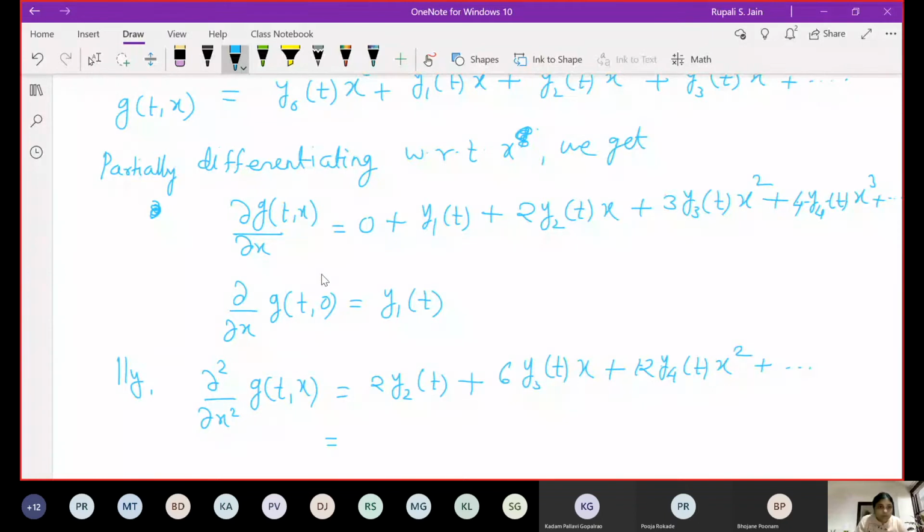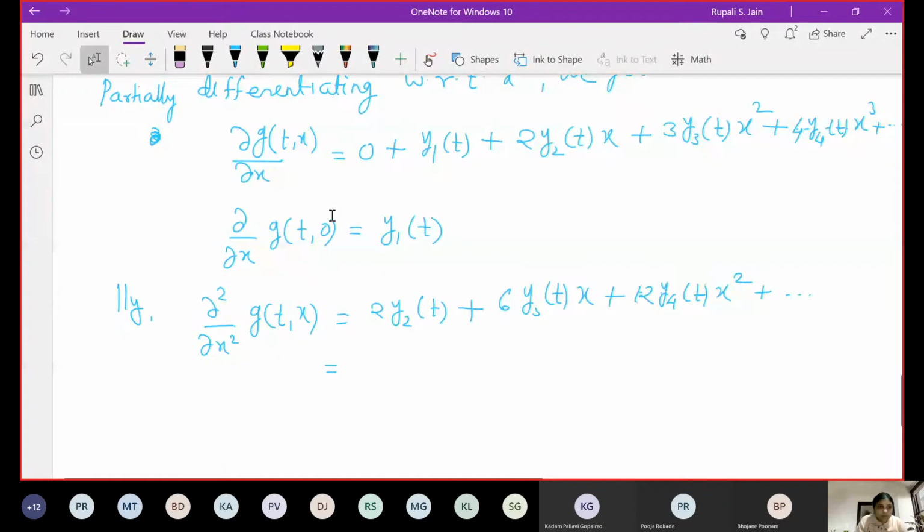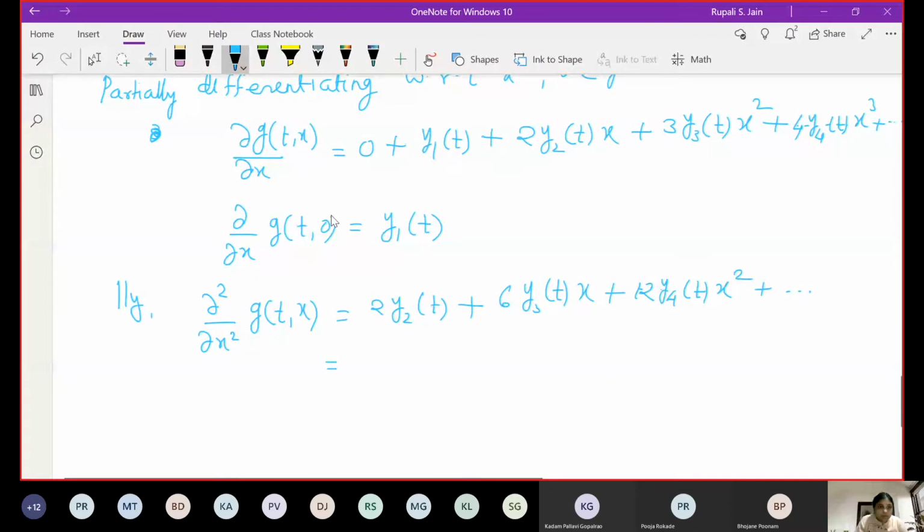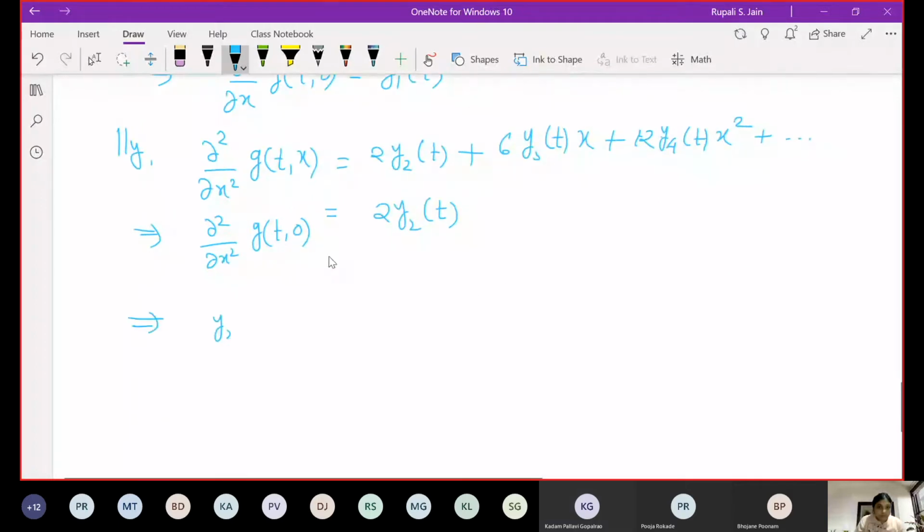So this implies ∂²/∂x² of g at (t, 0) is nothing but just 2 times y₂(t). The remaining terms contain x, so they will vanish. So this gives me y₂(t), which is 1/2 times ∂²/∂x² g(t, x) at x = 0. Is that right? Yes, ma'am. So I have found y₁(t).